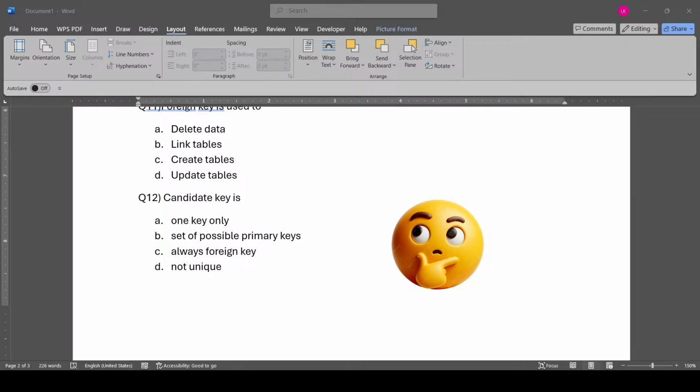Whenever we talk about the candidate key, it simply says that for a given table with different fields, we have to look for the possible primary keys by combining them, which can give us a unique value. So the answer to question number 12 is B, set of possible primary keys.